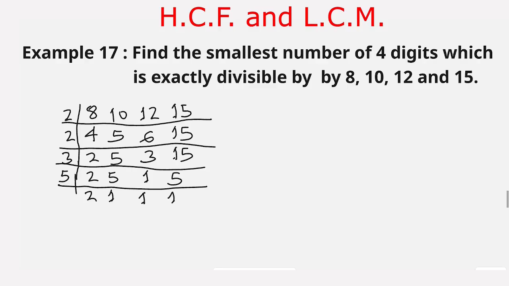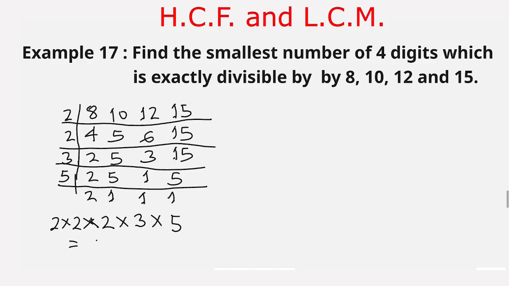Now our LCM is 2 multiplied by 2 multiplied by 2 multiplied by 3 multiplied by 5. 2 times 2 is 4 times 2 is 8 times 3 is 24 times 5 is 120.